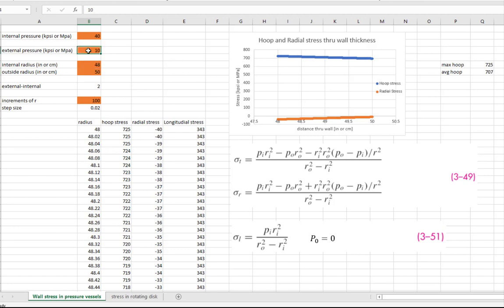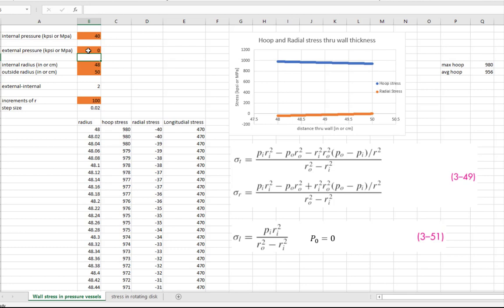Let's get rid of the external pressure. Let's take that down to 0. What does that do to it? Makes it even more dramatic. It raises the maximum hoop stress even more, but we notice little change in the radial stress. Of course there's no change in the radial stress. It's beginning to look like a thin-walled pressure vessel, so you don't see a lot of variation in the stress as you move through the thickness.